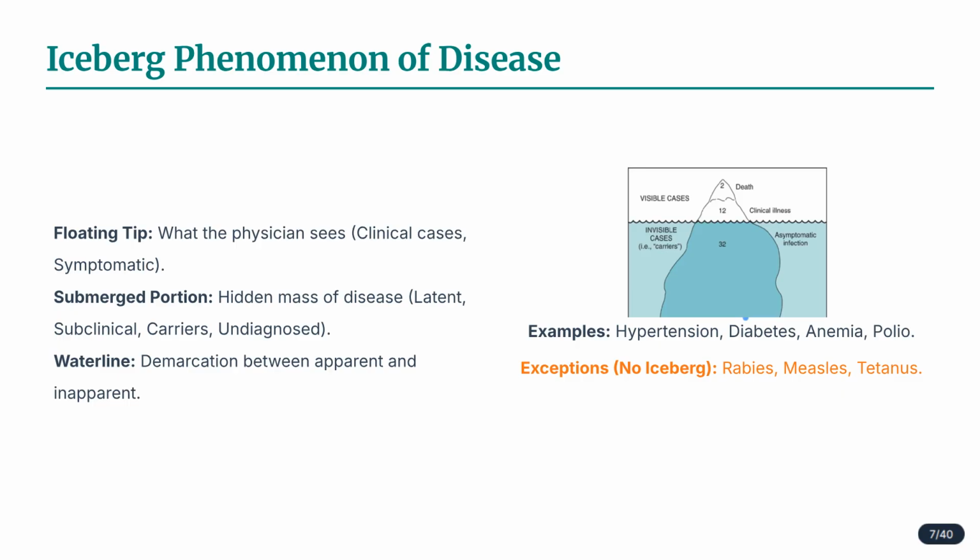The iceberg phenomenon of disease shows that only a small portion, the floating tip, consists of clinical cases seen by a physician. The large submerged portion represents the hidden mass of latent, subclinical, or undiagnosed cases. Examples include hypertension and diabetes.